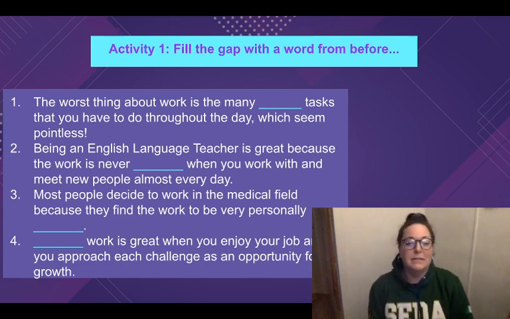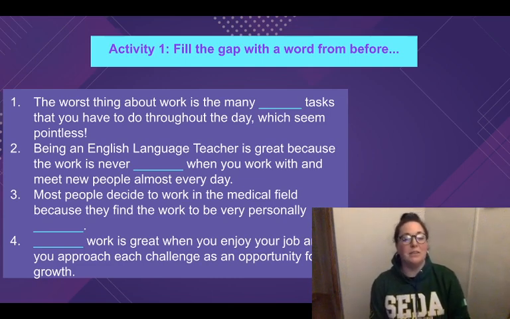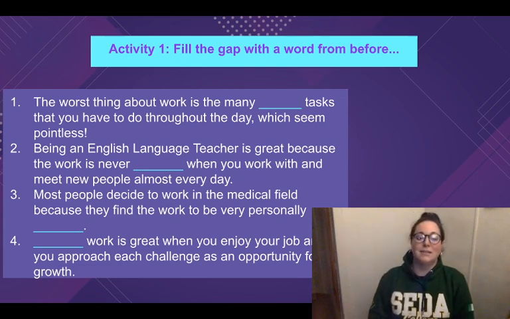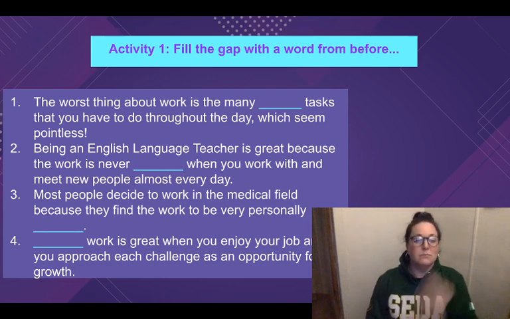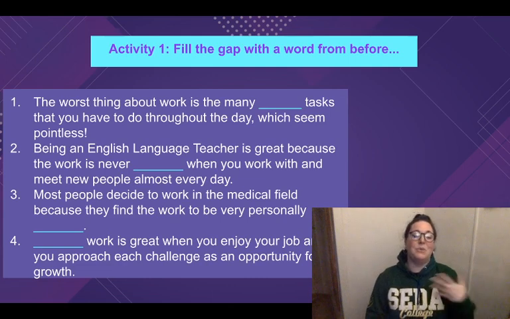Apologies, people. Number 3. Most people decide to work in the medical field because they find the work to be very personally. Number 4. Work is great when you enjoy your job and you approach each challenge as an opportunity for growth.